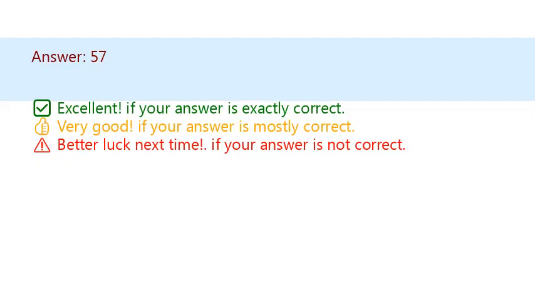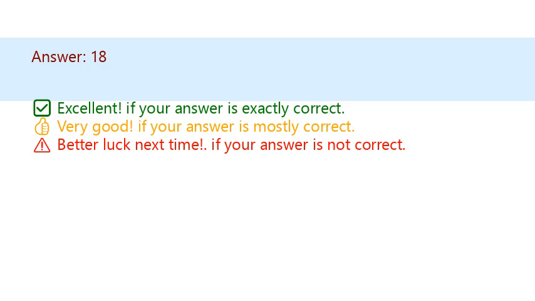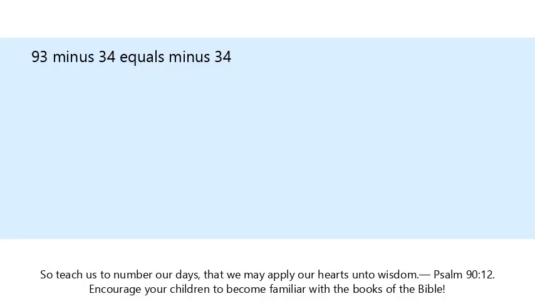Answer: 57. What is 8 plus 10? Answer: 18. 93 minus 34 equals blank minus 34.